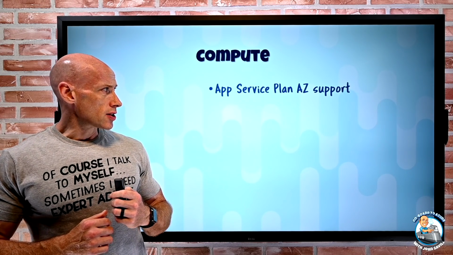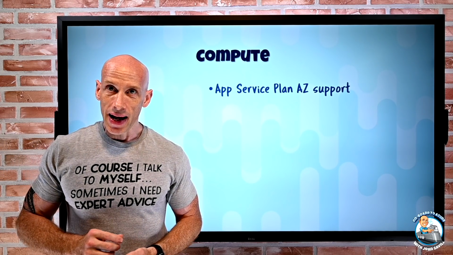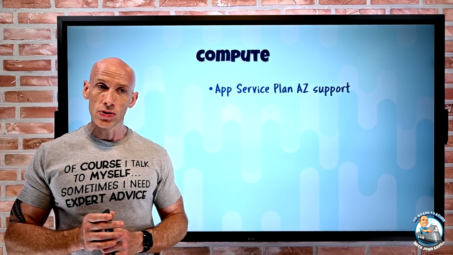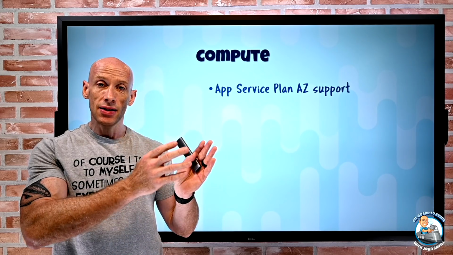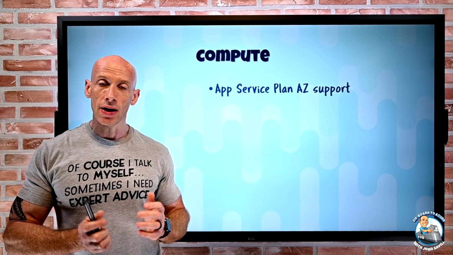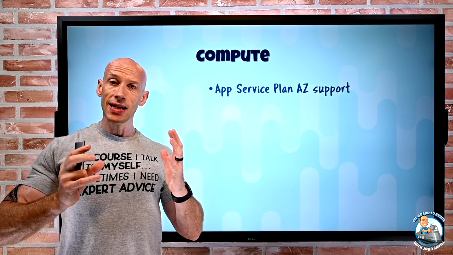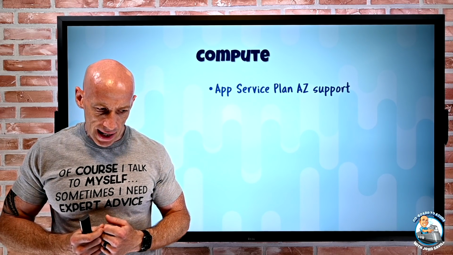On to the new features. App service plans now have availability zone support. Remember, availability zones are those independent data centers within a region, with independent cooling, power, and communications. So it gives me better resiliency from some building level failure.